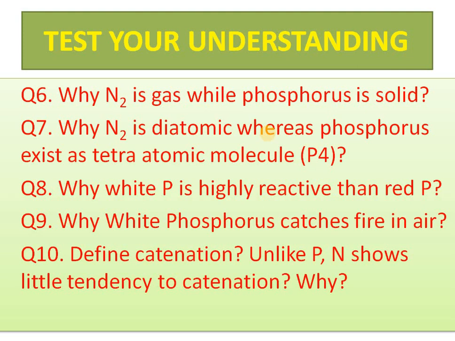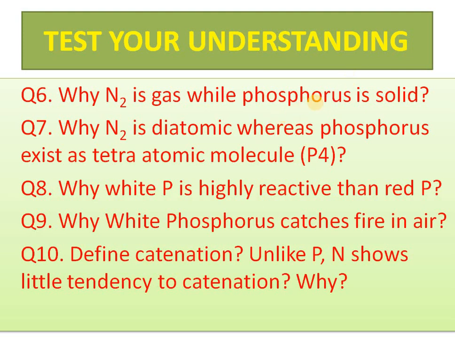Nitrogen is diatomic, phosphorus is tetratomic. The same question came again. White phosphorus is highly reactive, it exists as P4. Red phosphorus exists as a polymeric structure. You can just scroll a few pages of your book, you will find this answer. Why does white phosphorus catch fire in air? Because of high reactivity. We have to explain the strained molecule of phosphorus with the diagram.